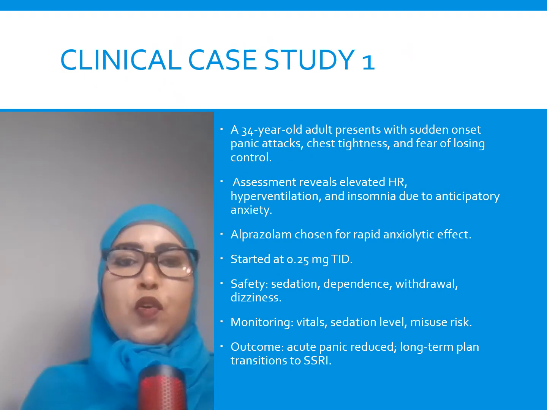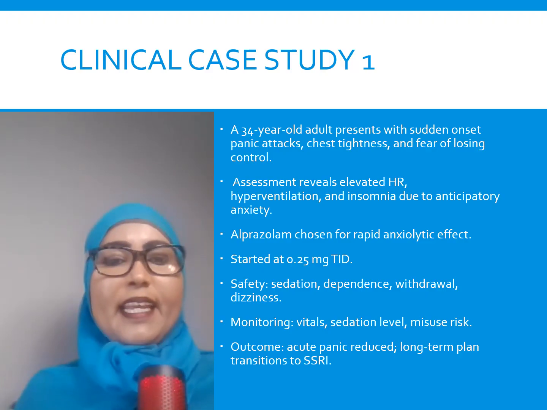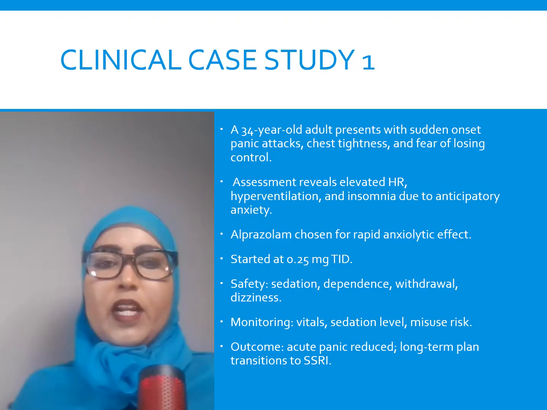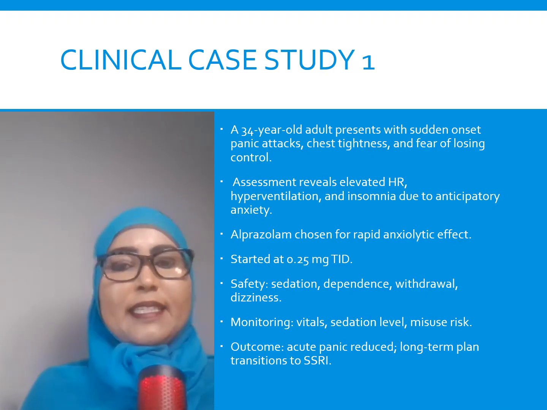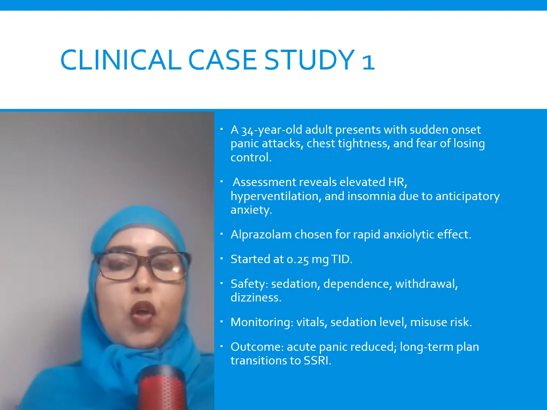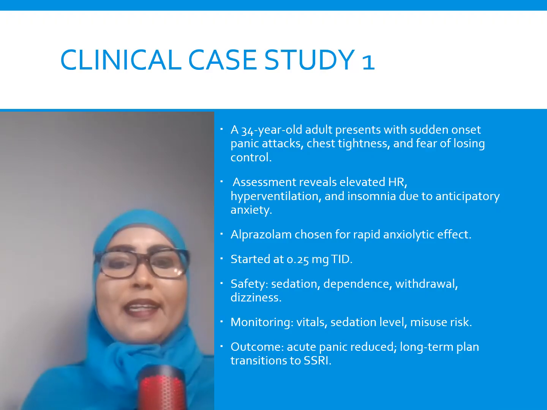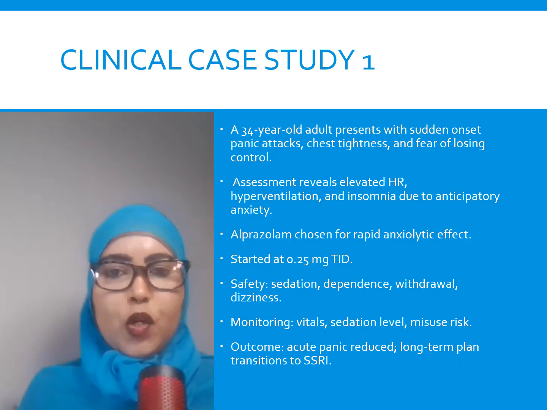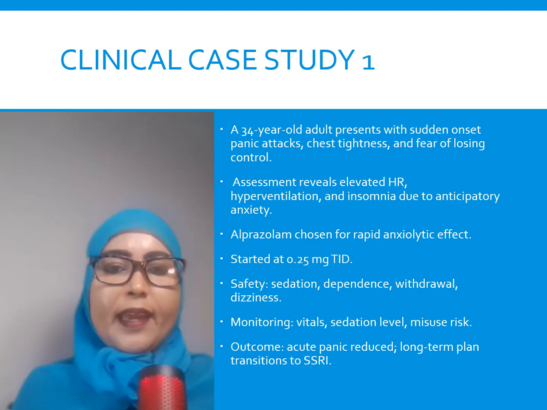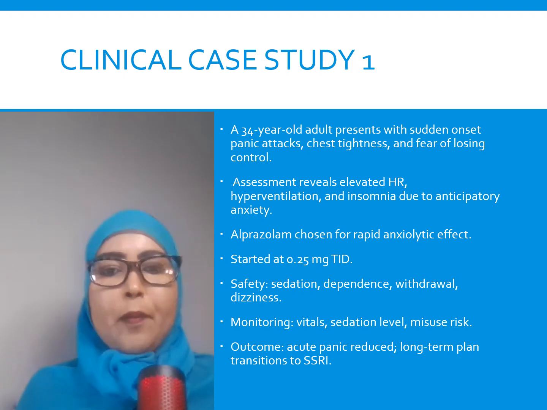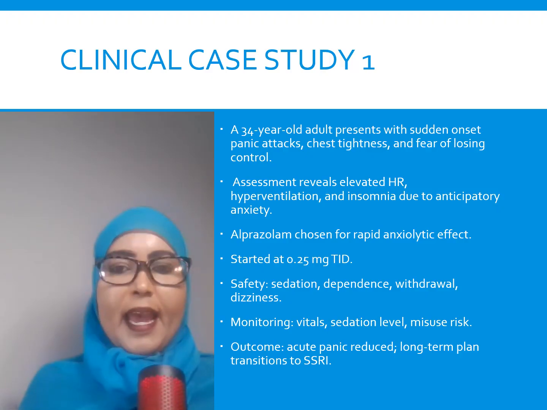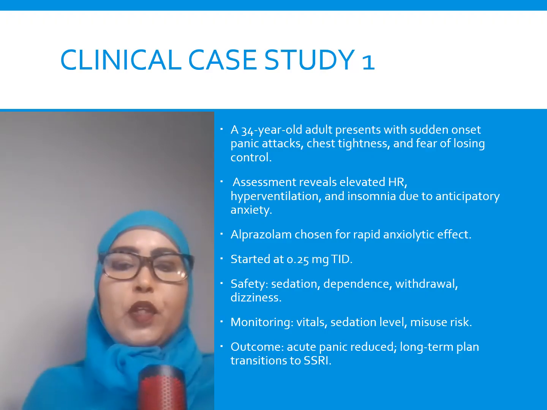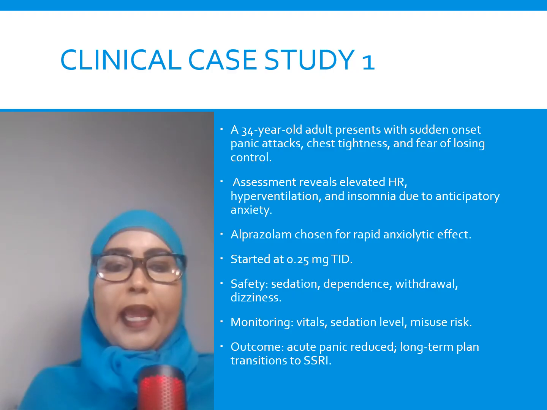So, your first clinical case study is a 34 years old adult who presents with sudden onset of panic attack, chest tightening, fear of losing control, elevated heart rate, hyperventilation, insomnia due to anticipatory anxiety, and you choose Alprazolam for rapid anxiety effectiveness, and you started the patient at 0.25 milligram 3 times a day.